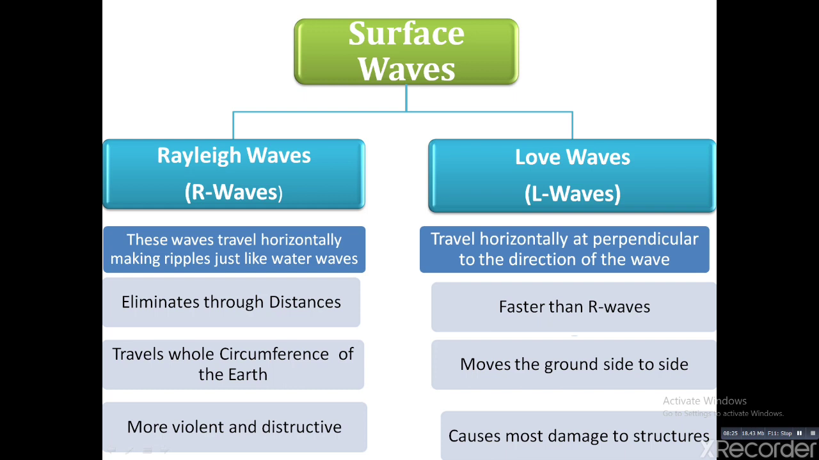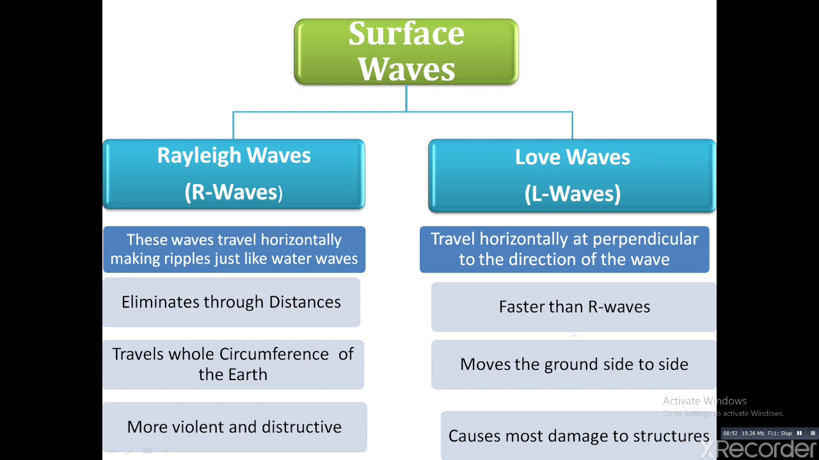R waves. These waves travel horizontally, making ripples just like water waves. These waves diminish through the distance. These waves travel the whole circumference of the Earth. These waves are more violent and destructive as the amplitude of the wave is very high.